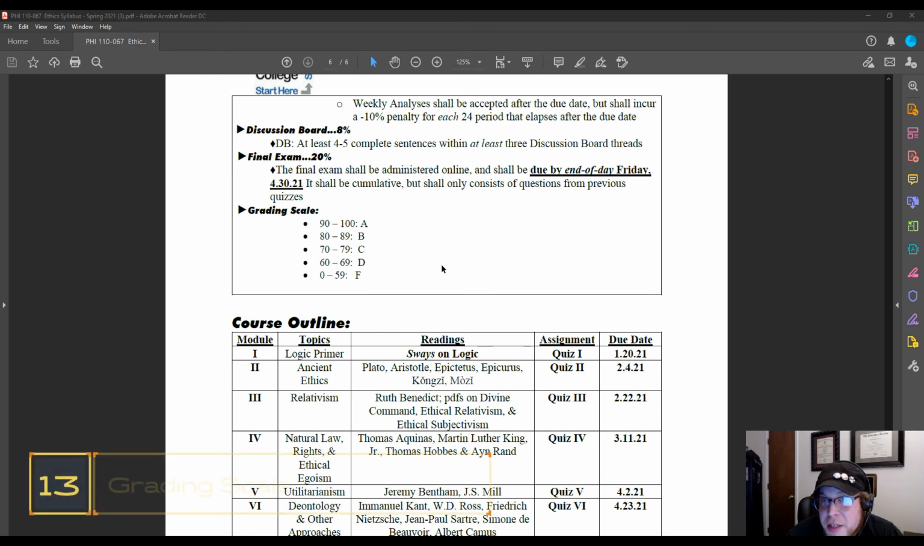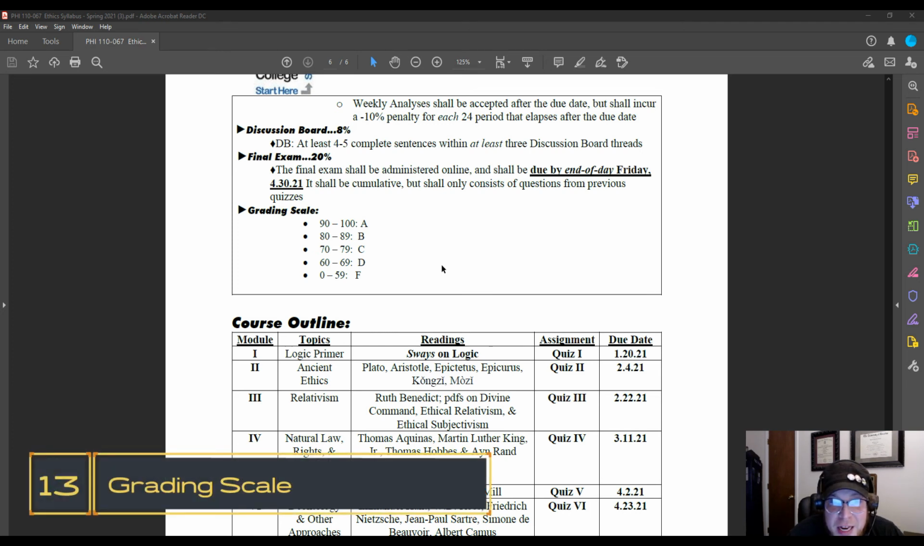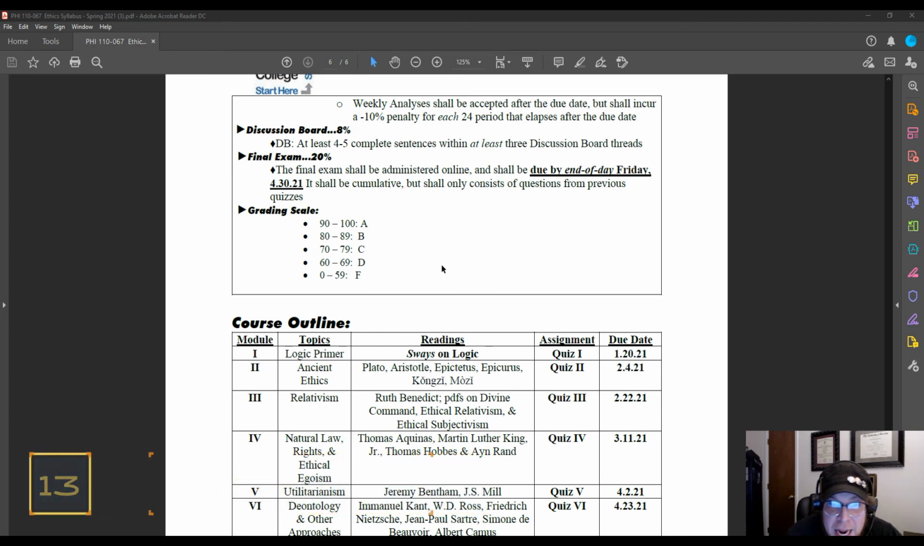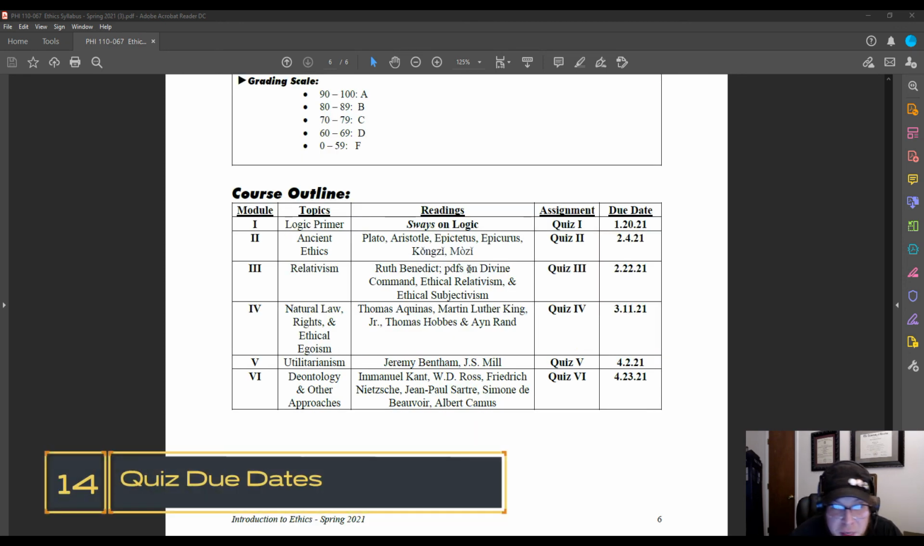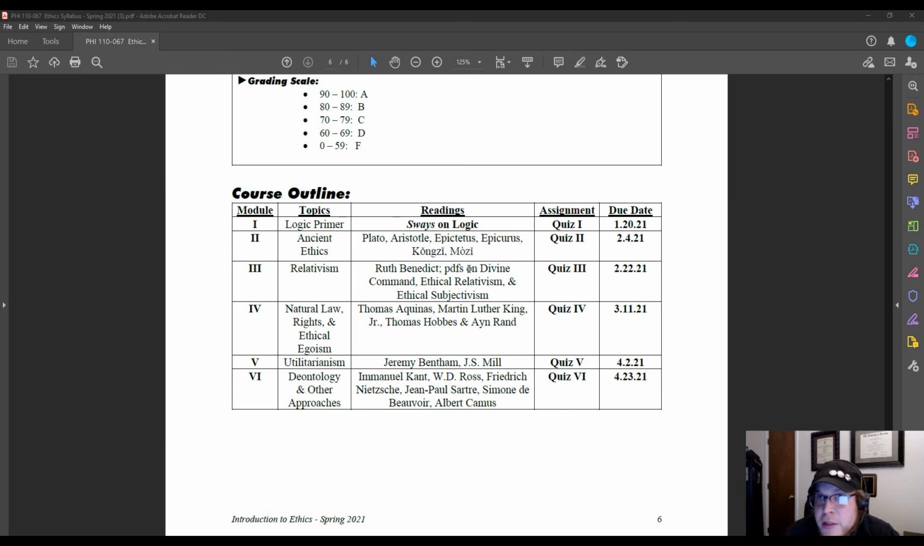Finally, you'll see the grading scale, nothing particularly remarkable. 90 to 100 is an A, 80 to 89 is a B, 70 to 79 is a C, 60 to 69 is a D, and 0 to 59 is an F. Finally, at the end of the syllabus, you'll see on page 6 a course outline that has the 6 modules of the class that correspond to the 6 quizzes. You'll see they are here with their respective dates, and I want to go ahead and enumerate these now.